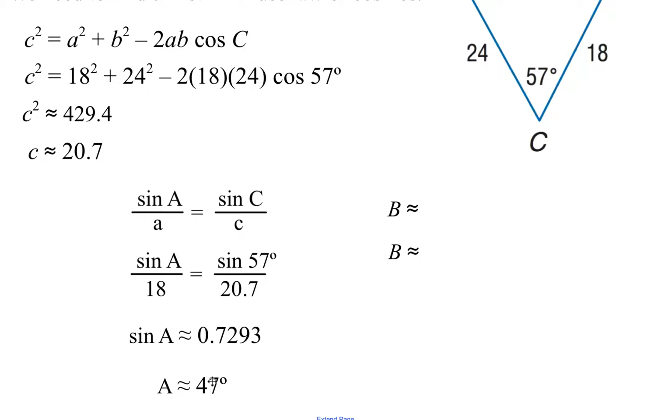Well, now we know two of our three angles, so we can just subtract from 180, giving us angle B of 76. And notice these are all approximates, just because we're approximating here, so everything from there on has to be approximated.